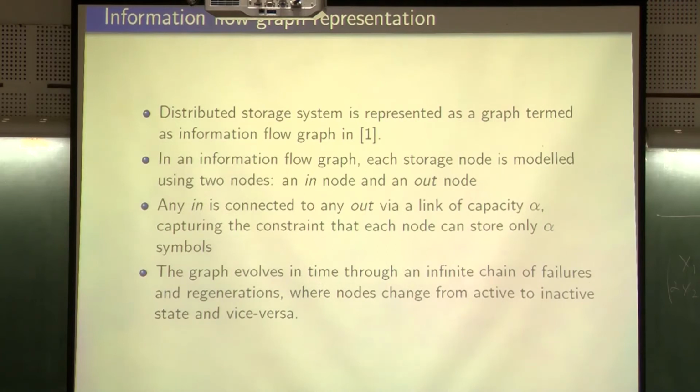So the graph now evolves in time through an infinite chain of failures and regeneration, where nodes change from active to inactive state and vice versa.